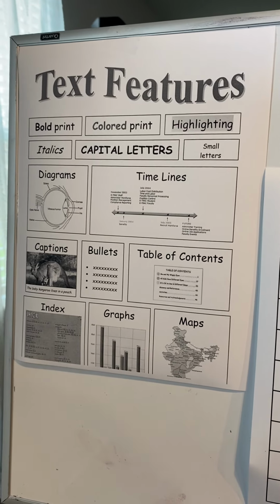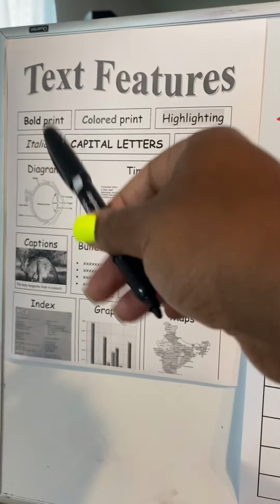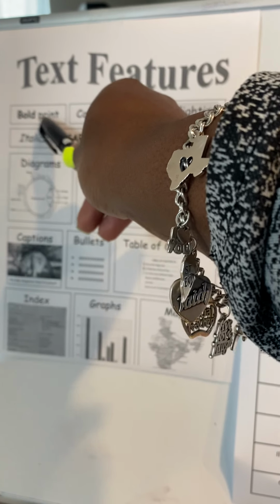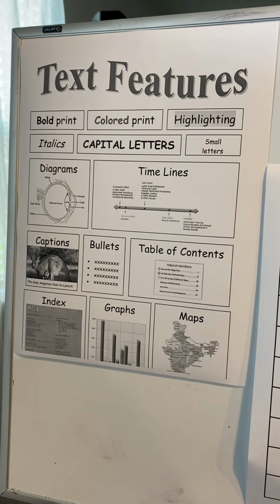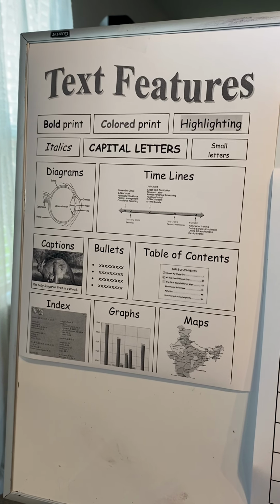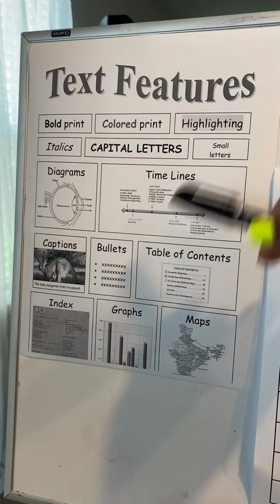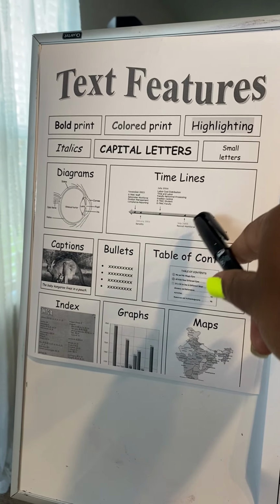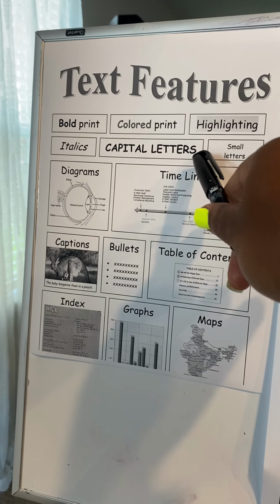What are text features? Text features can be bold print. You see how the word bold is in a darker black than the word print? That is called bold print. Sometimes a text feature could include colored print, highlighting, italics when the words are slanted. Capital letters are examples of text features.